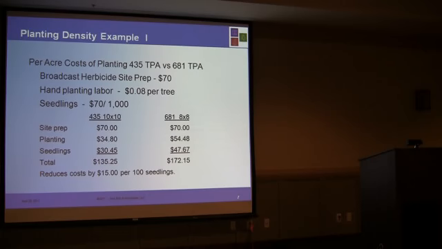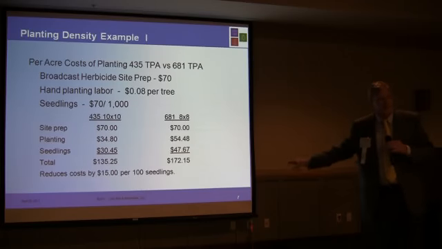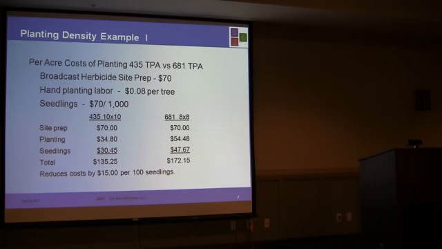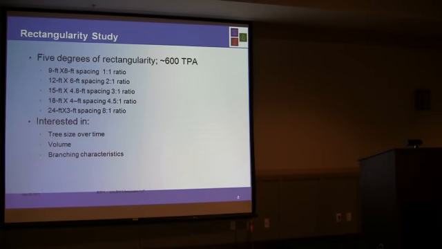So you save money by reducing that planting density down to 335. That's just the number I selected. But you're reducing seedlings by 250 trees per acre. That's a cost savings of $15 per 100 seedlings that you plant, okay, or roughly $50 an acre. Next slide.